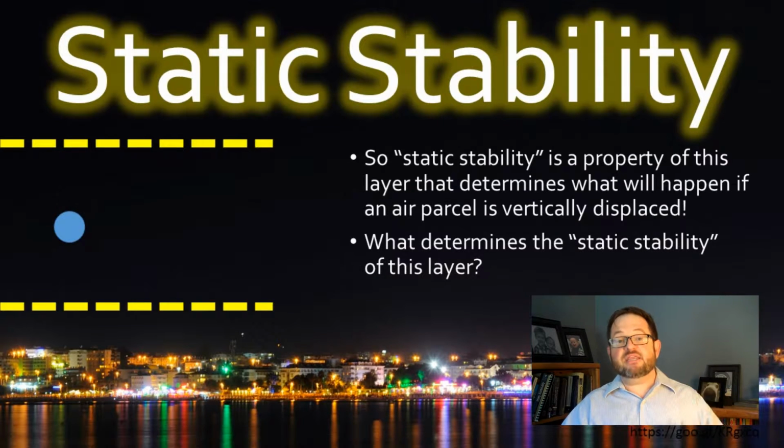So static stability is going to be a property of that layer, and it's going to determine what's going to happen if an air parcel gets vertically displaced by any of the thousands of things that have been going on in the atmosphere, especially near the surface of the Earth. So I guess static stability sounds kind of important because it's going to be telling us where air parcels are going to be rising and sinking, or returning back to their original altitude, or whatever. We better sort out this business of what determines the static stability of that layer.